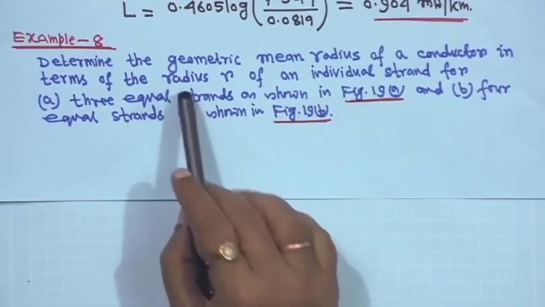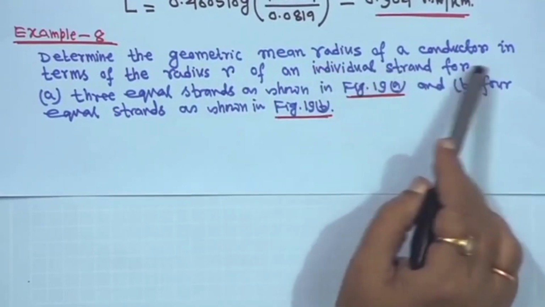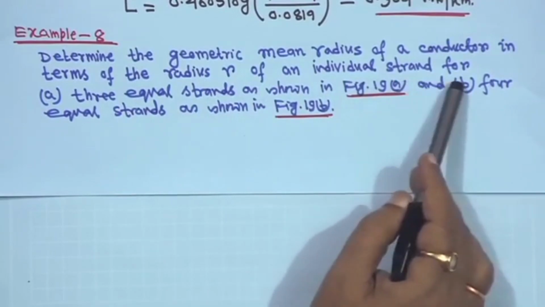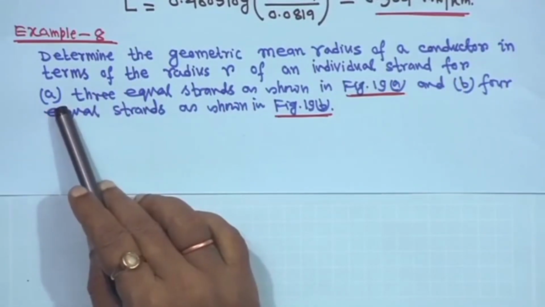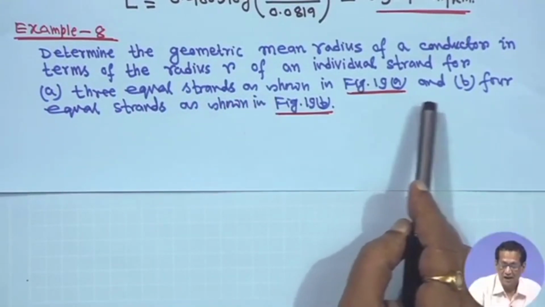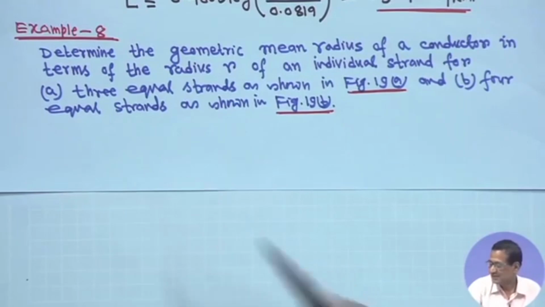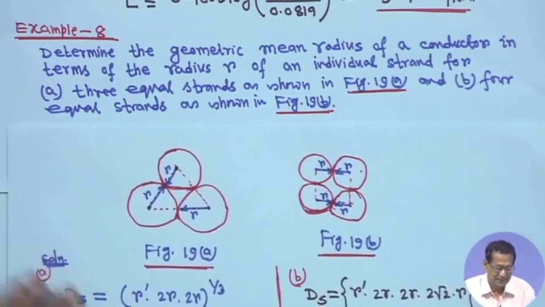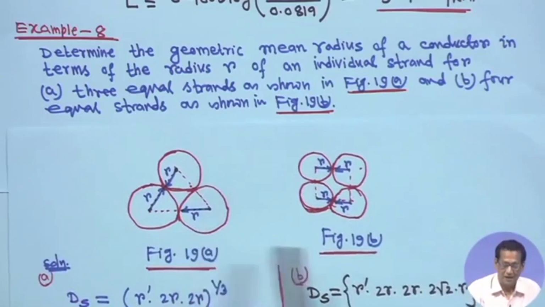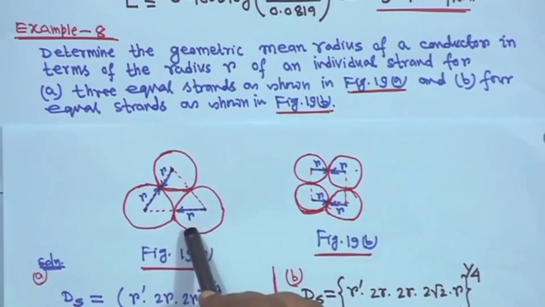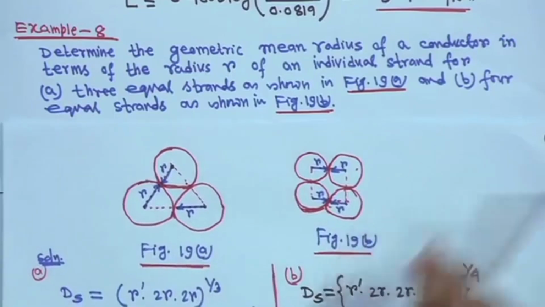I will show you. Determine the geometric mean radius of a conductor in terms of the radius r of an individual strand for A, these 3 equal strands as shown in figure 19a, and B, 4 equal strands as shown in figure 19b, right. So, this is your figure 19a and this is your figure 19b. You have to find out the geometric mean radius of this configuration and this configuration, right.